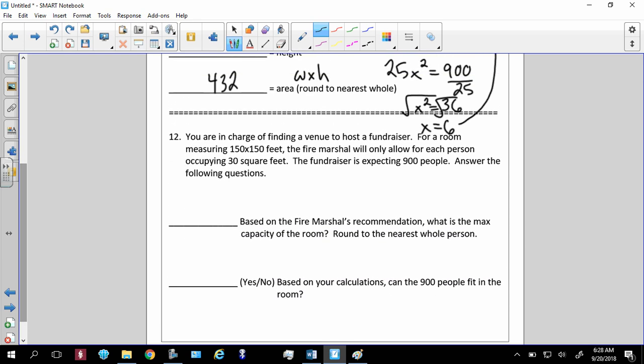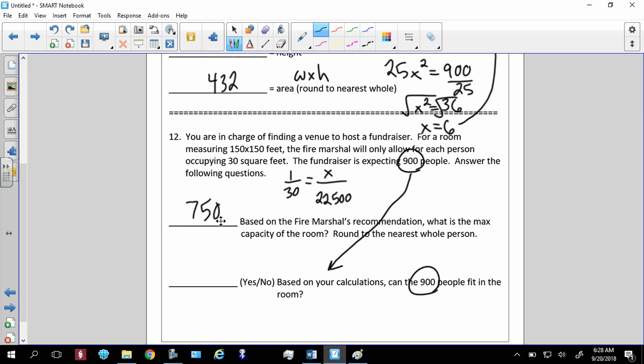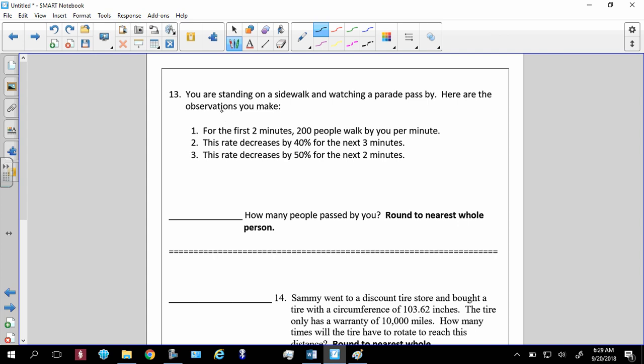Now for this question here, remember that we changed 600 to 900. So it says the fundraiser will allow 900 people. Remember, this 900 only deals with this question here. All right, so it says one person for 30 square feet is equal to x over 22,500. Cross multiply and solve, and I was able to fit 750 in there. Now, if I'm able to put 750 in there, can I fit 900? The answer is no. If it has a max capacity of 750, I can't get more in there. Can't do it.